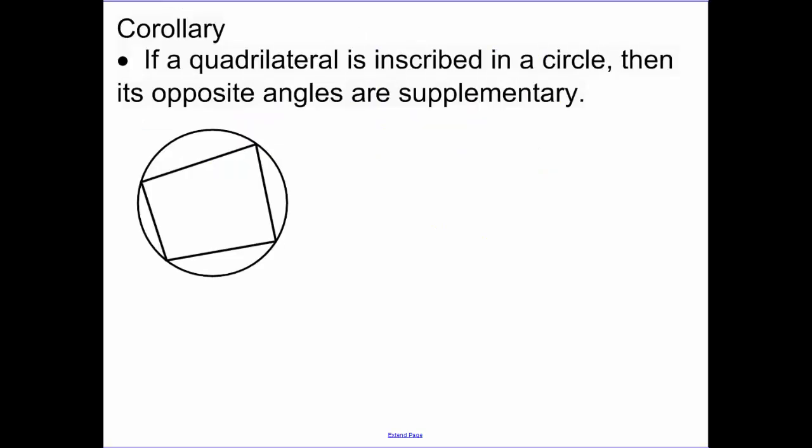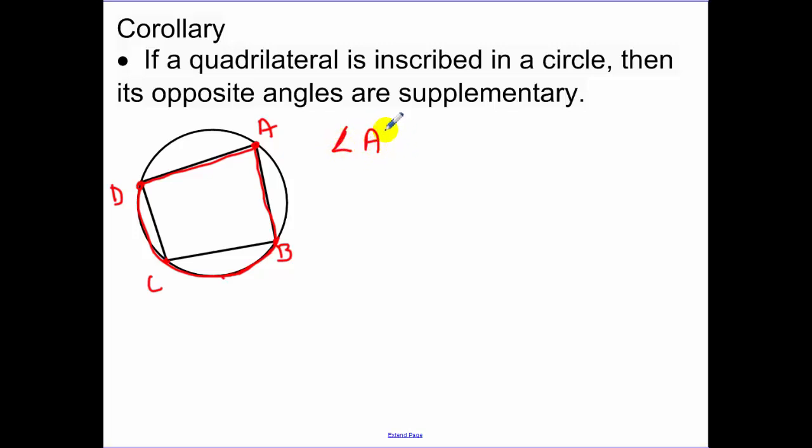Another corollary coming from this. If a quadrilateral is inscribed in a circle, meaning all four vertices are on our circle, then opposite angles are supplementary. Let's think about this. We have this angle right here that intercepts that arc. So actually let's put some points down. A, B, C, D.